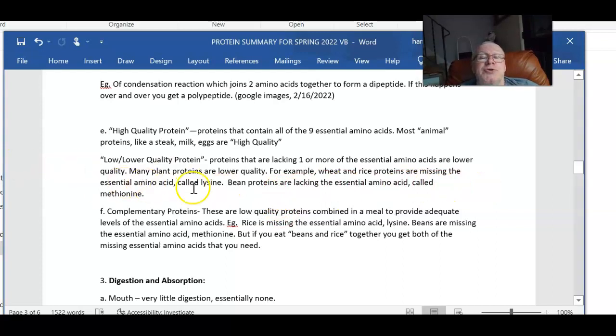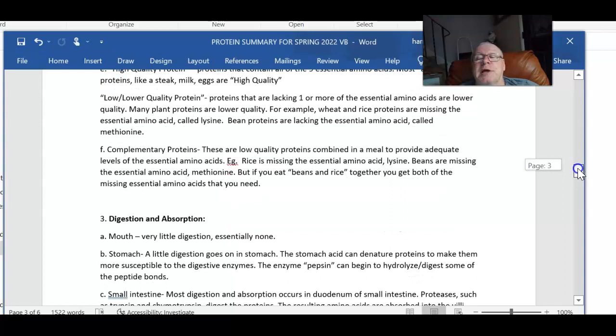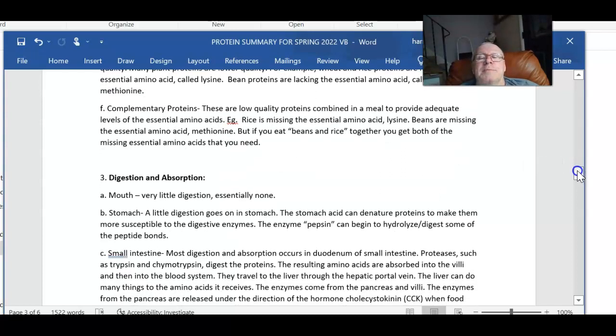So if you eat the two together, you're getting your lysine and your methionine, which are your essential amino acids. That's called complementary eating, and a lot of people, especially vegetarians, have to do that. Since a lot of vegetables are slightly lower in quality, you have to mix some foods together to make sure that they complement each other in terms of essential amino acids.